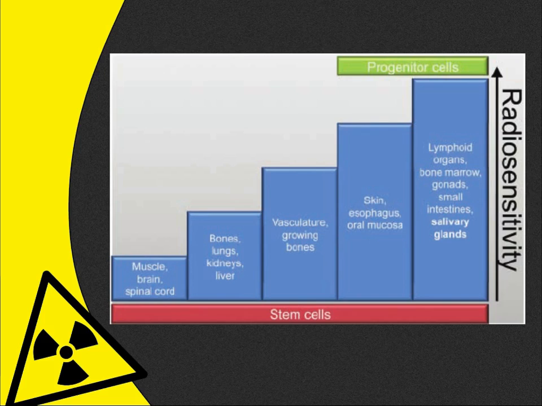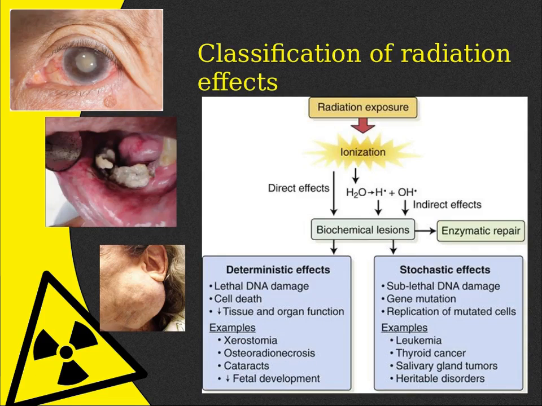And as we see on the right, the lymphoid organs, bone marrow, gonads, small intestines, and salivary glands are the most sensitive cells in our body. So here we can see the classification of radiation effect.